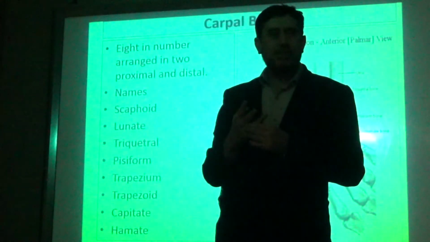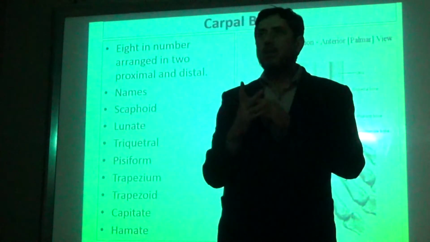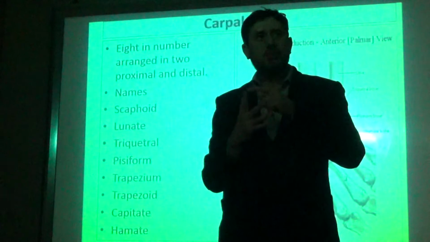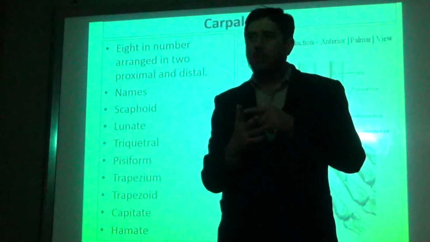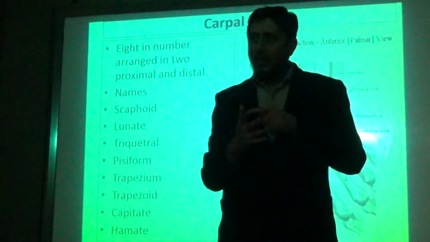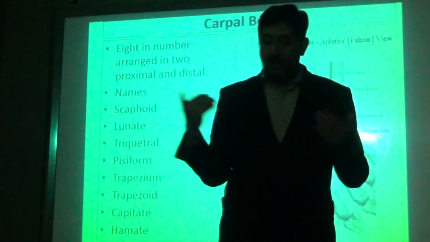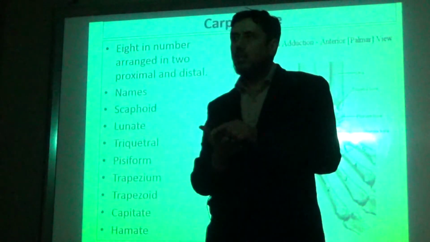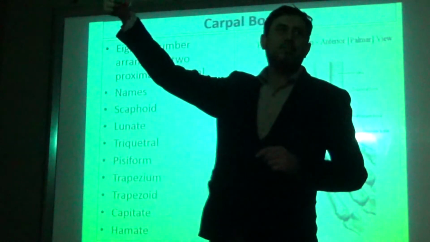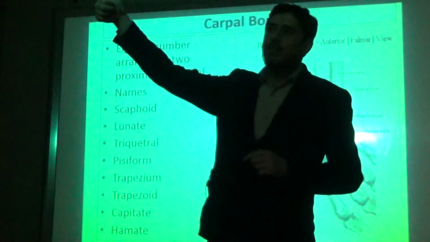Phalanges. Phalanx. What is the name of this one? Proximal. What is this one? Distal. Proximal phalanx. What is this one? Middle. Not medial. Medial is near to the median plane. Middle. What is this one? Distal. And how many here? 2. What are their names?